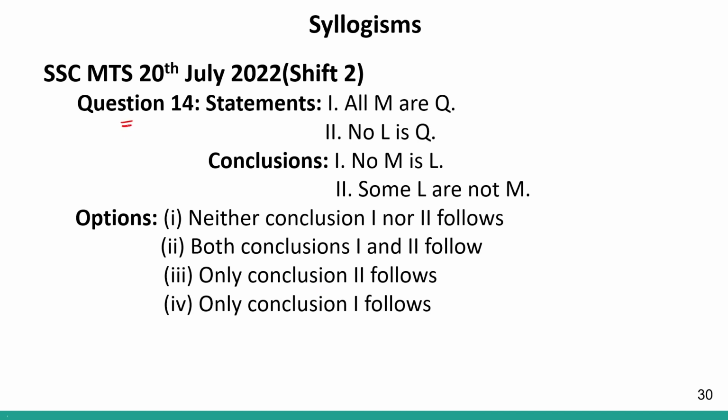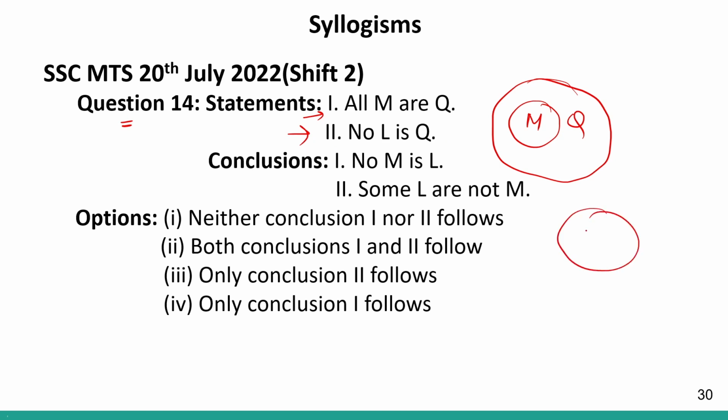Question number 14, 2 statements, 2 conclusions. Statement number 1 says all M are Q. That means all M are part of Q. Correct? All M are Q means all M is part of Q. Second statement is no L is Q. That means L and Q are separate entities. They will not overlap with each other. This will be my Venn diagram.